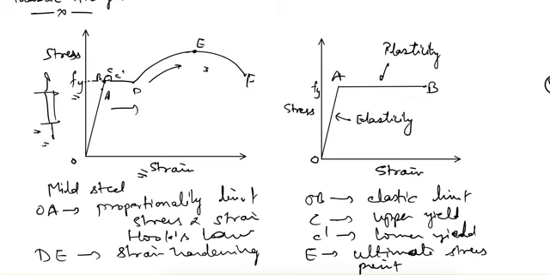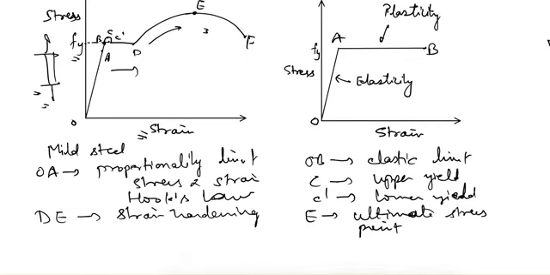What is the ultimate load capacity of this material? We'll get it from here. Now after this point E, the necking of the material starts, that is the cross sectional area will start to reduce, and then at point F the material simply breaks. So this part EF is also known as the strain softening part.